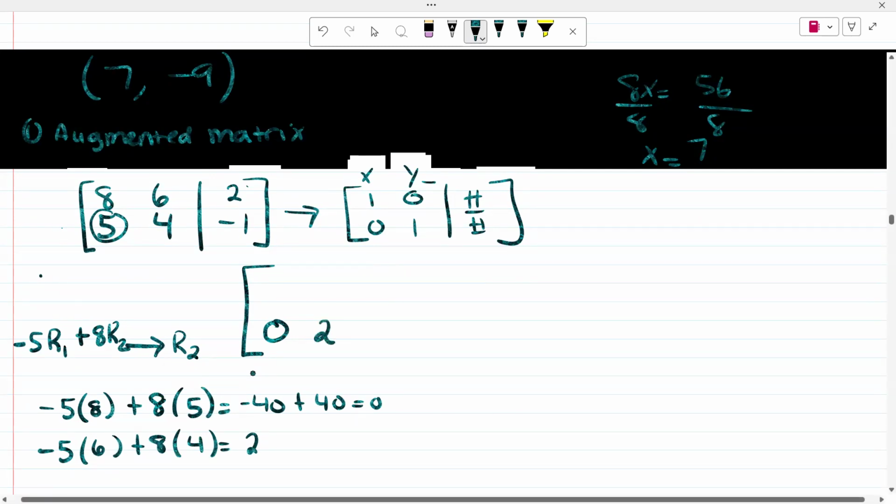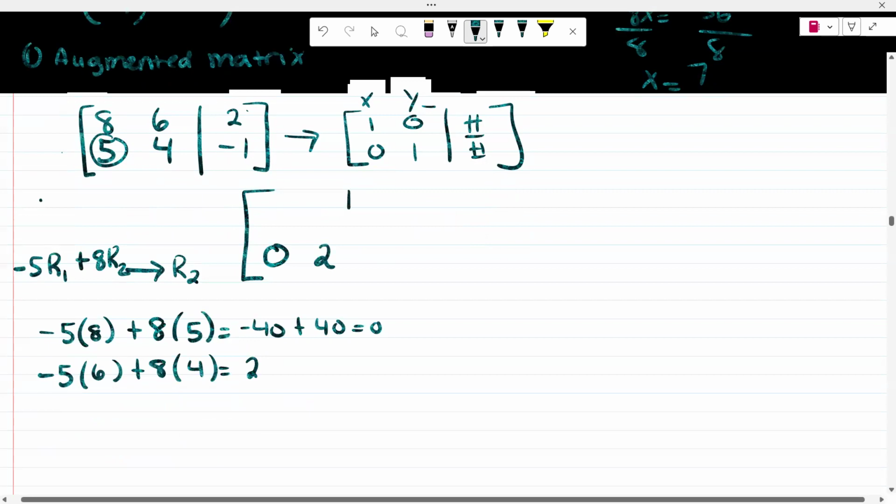Okay, and continue again. Oh, make sure you put that straight line. So negative 5. What's the last number in row 1? 2, plus 8 times, what's the last number in row 2? Negative 1. Negative 5 times 2, plus 8 times negative 1 is, I believe, negative 18.